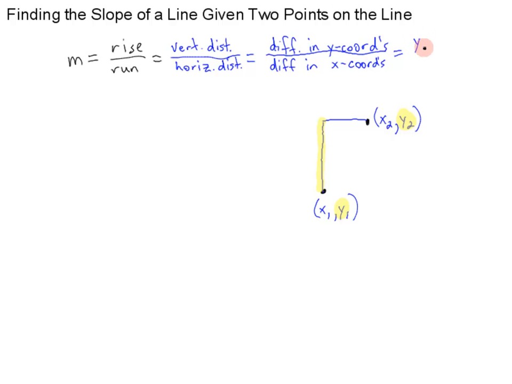So that's y sub 2 minus y sub 1 divided by, now I need the difference between this x-coordinate and this x-coordinate. So I've got x sub 2 minus x sub 1. Notice here that my x sub 2 and y sub 2 came first, and then my y sub 1 and x sub 1 came second. You need to make sure to put the x and y that correspond here together here, and vice versa.